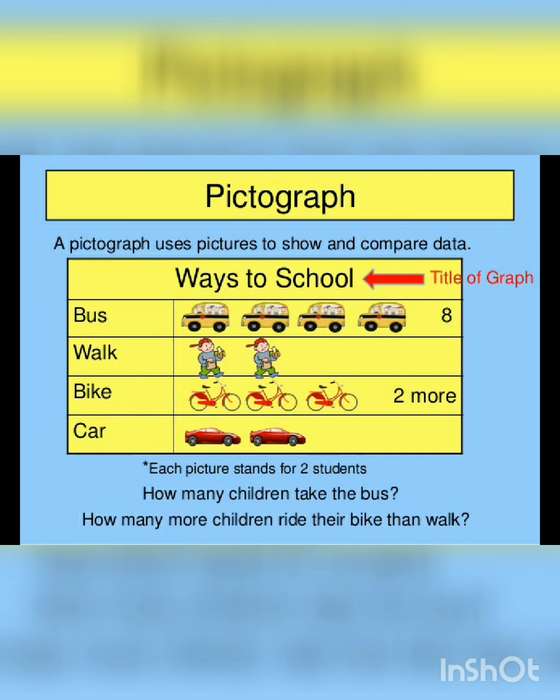Now here is one question: how many children take a bus? If we calculate one picture of two students, that is 4 multiplied by 2, that is 8. And how many more children ride their bike than walk? That is 2 more children. So here is the explanation of pictograph with its example.